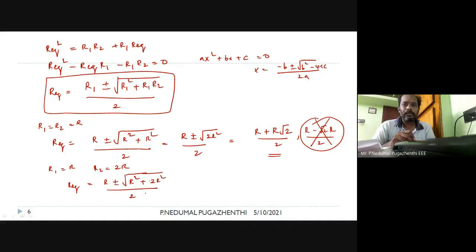R1 is R, R2 is equal to 2R. Then if you substitute that, R equivalent is equal to R plus or minus square root of R squared plus 2R squared. Is that okay? So you will have R plus or minus. The minus doesn't need to be considered because only positive values can be taken. So you will have R into square root of 3 divided by 2.